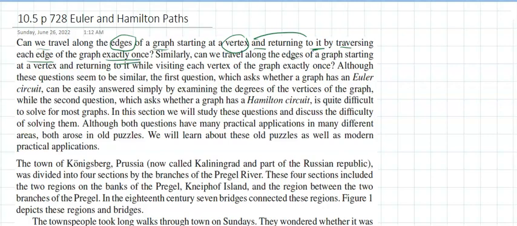Similarly, can we travel along the edges of a graph, starting at a vertex and returning to it while visiting each vertex of the graph exactly once? Although these questions seem to be similar, the first question, which asks whether a graph has an Euler circuit, can be easily answered simply by examining the degree of the vertices of the graph, while the second question, which asks whether the graph has a Hamilton circuit, is quite difficult to solve for most graphs. In this section, we will study these questions and discuss the difficulty of solving them.